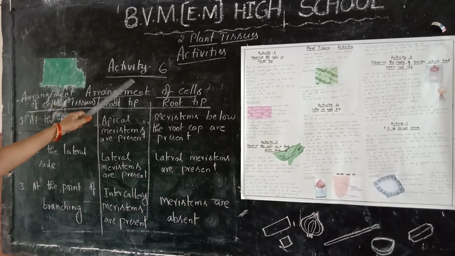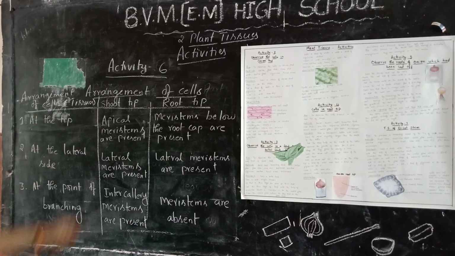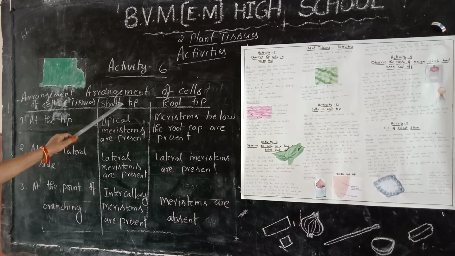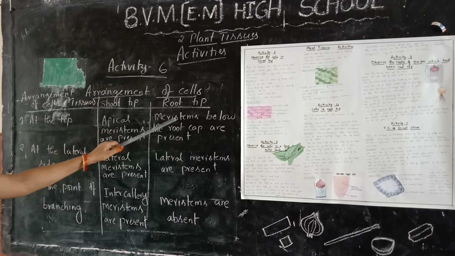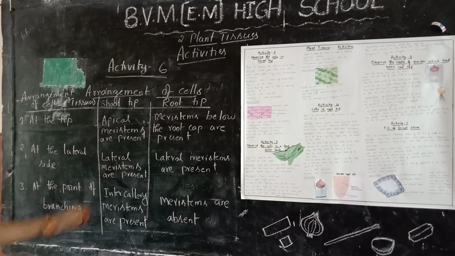Now let us see another activity, arrangement of cells. Arrangement of cells at the tip, at the lateral side and at the point of branching, in the shoot tip and root tip. At the tip, in shoot tips, apical meristems are present. In root tips, meristems below the root cap are present.